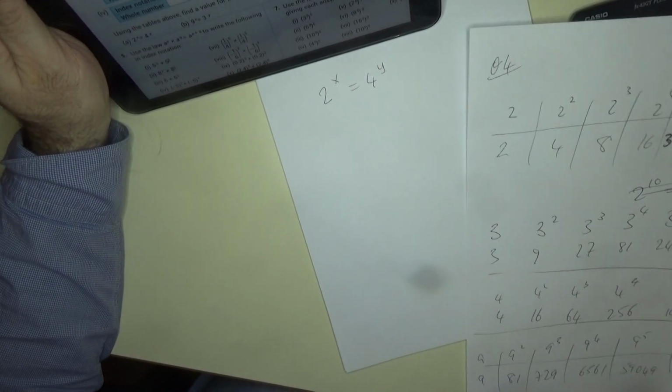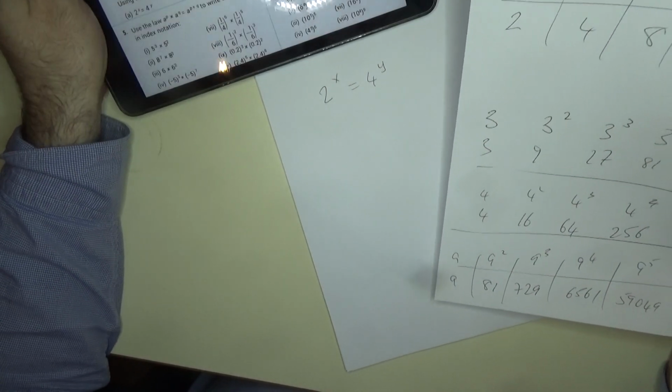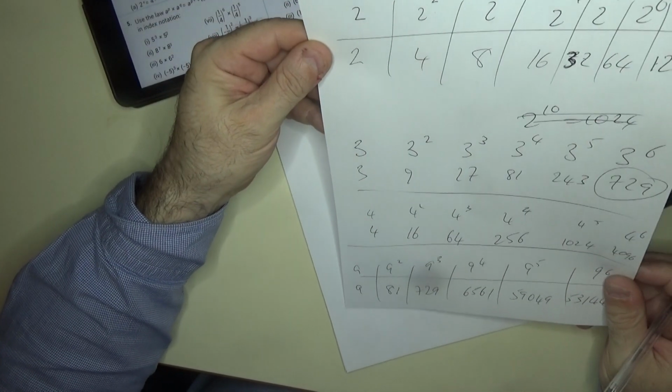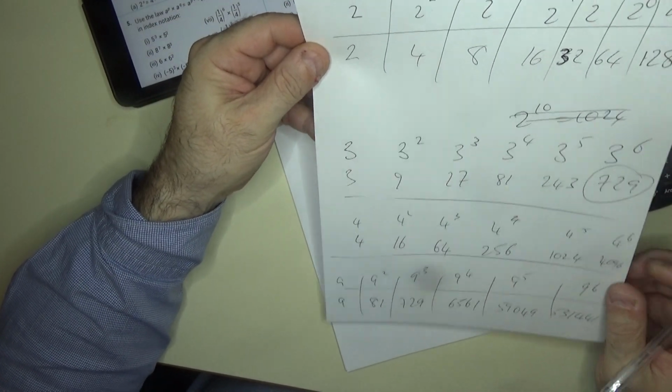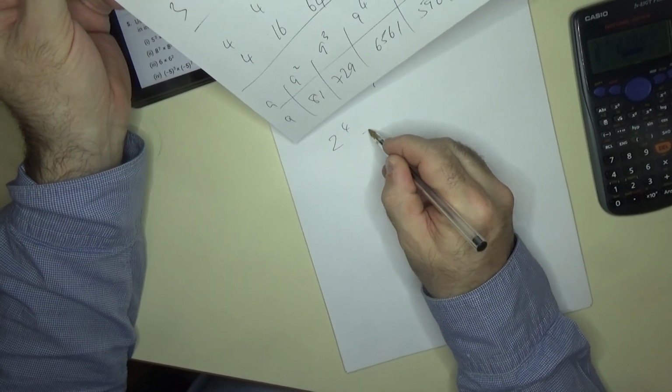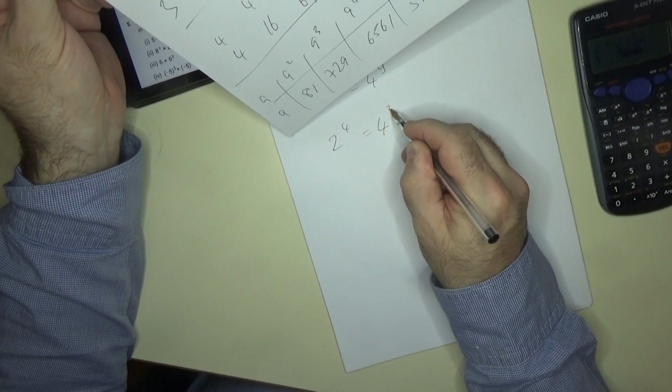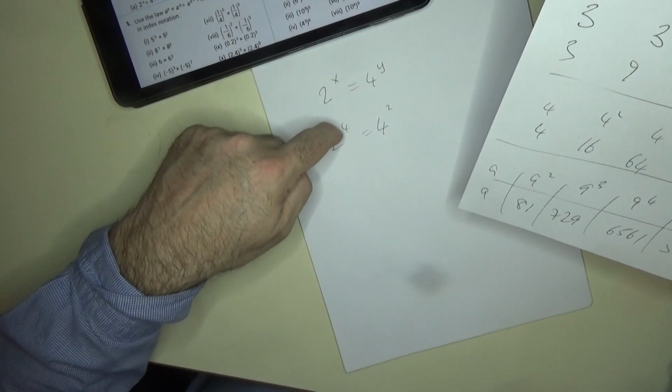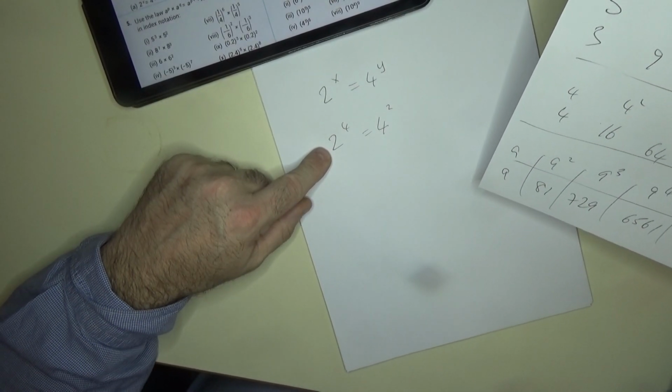In each of the following equations, 2 to the x equals 4 to the y. Well, first of all, is there a power of 2 that's equal to a power of 4? Well, there's 16. So you have 2 to the 4 equals 4 squared. Now that will not normally work, but it works there.